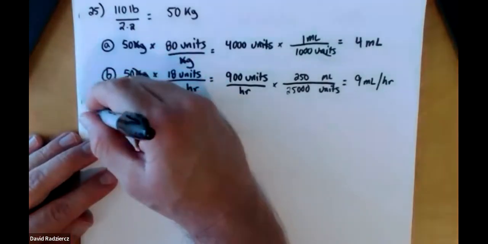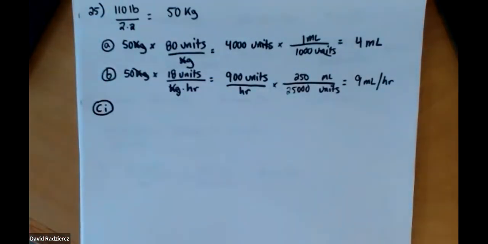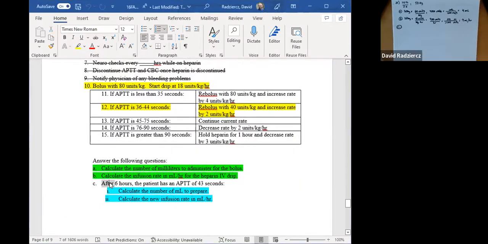Now for parts C1 and C2, we have to reference the protocol again. So it tells us after 6 hours, the APTT is 43 seconds. Because that APTT could be any number, we have to look at steps 11 through 15 to determine what we are going to do. For the most part, you're probably going to see something in this 36 to 44 second range, because it has you do two different things, a rebolus with 40 and increase the rate. You might see something like 30 seconds, and then you would just need to know to rebolus with 80 and then increase by 4. And I'll explain what all that is in just a moment.